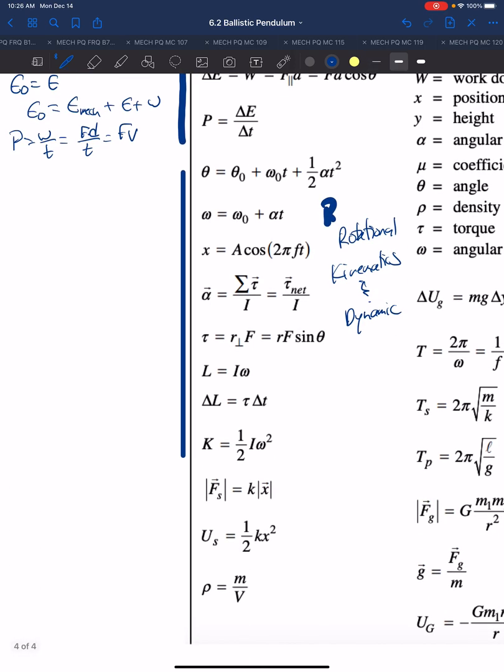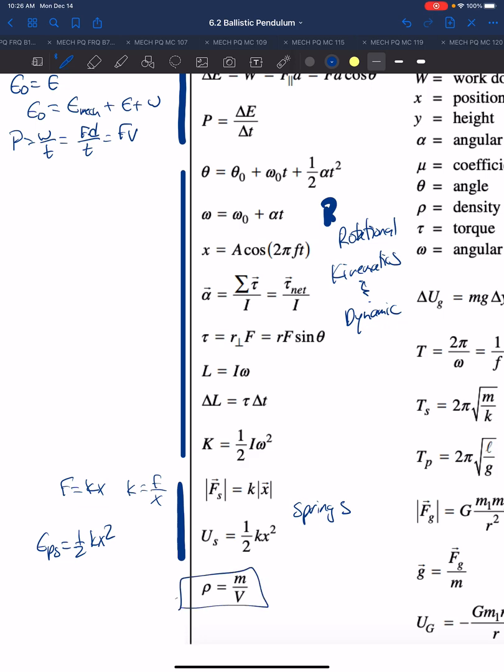Then down below this, we have our behavior of springs. So we have F equals kx, and Hooke's law basically says that the applied force is directly proportional to the elongation, or that the ratio of those two is a constant, the spring constant. And then we have the potential energy of a spring is 1/2 kx squared, similar version.